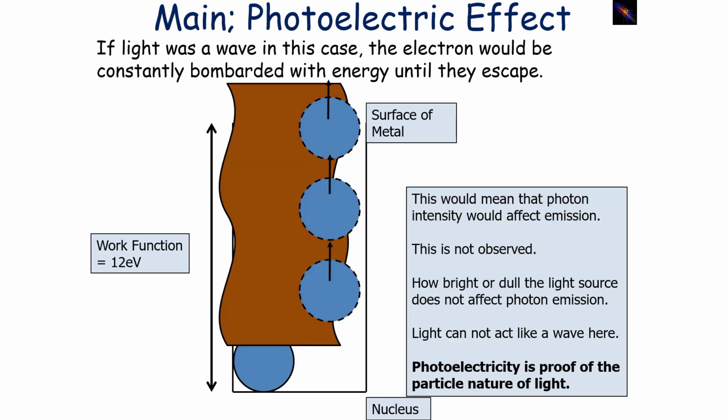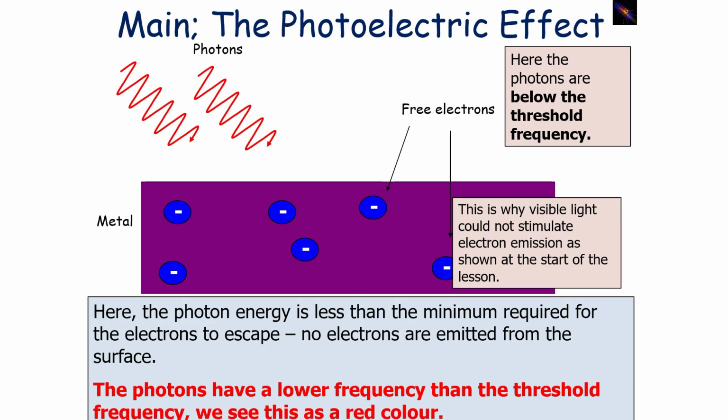Now again, the other proof of why the photoelectric effect demonstrates the particulate nature of light is that, A, the intensity is not a factor in photoemission, and secondly, there's no delay between the radiation being shined on the surface and the emission of the electrons. So in this example, the photon energy is less than the minimum required for the electrons to escape, so no electrons are emitted from the surface. The photons have a lower frequency than the threshold.